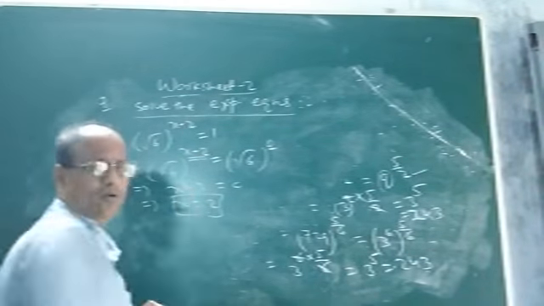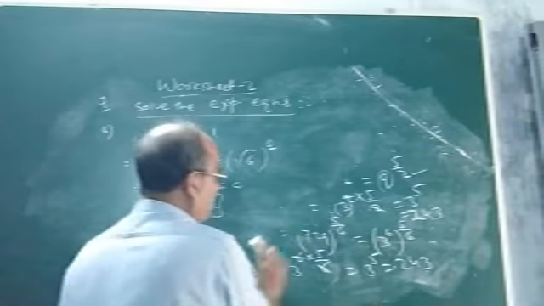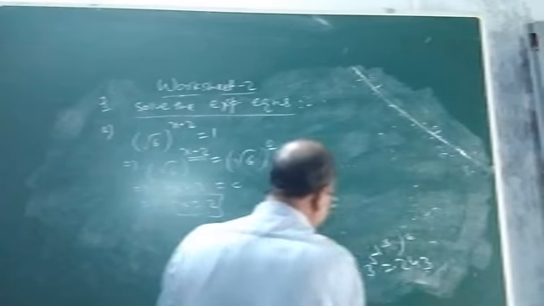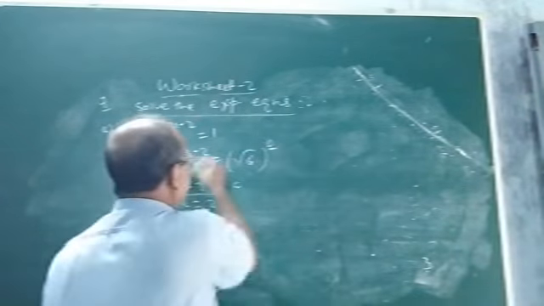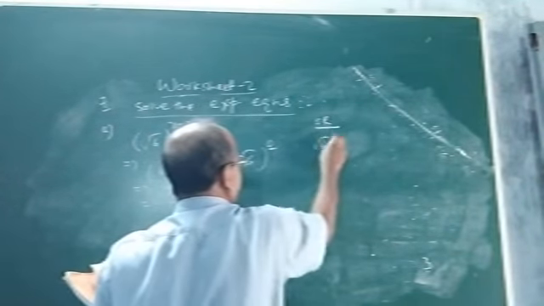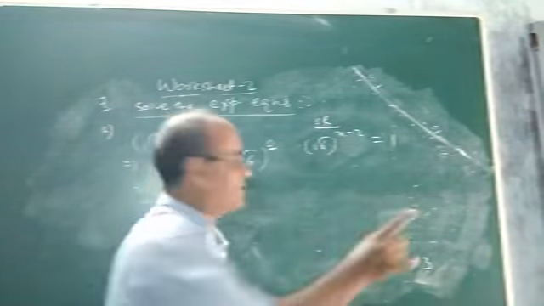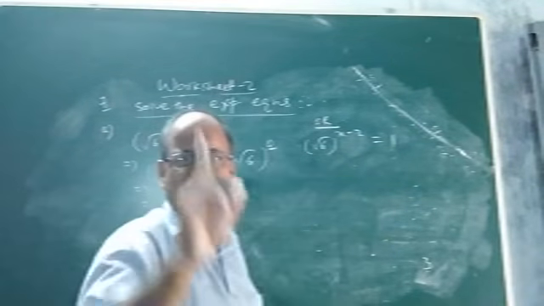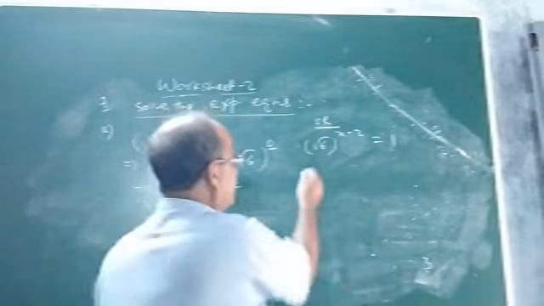See children, this particular question we can do in another way also. Let us see how. What is the other alternate method of solving this equation? Suppose you are given root 6 to the power x minus 2 equal to 1. Instead of expressing the right hand side, that is 1, with base root 6, we can do it in another way.